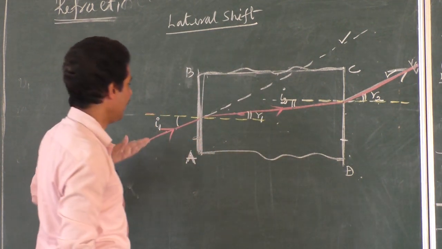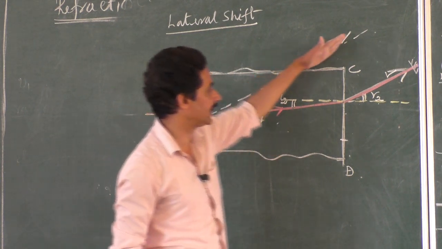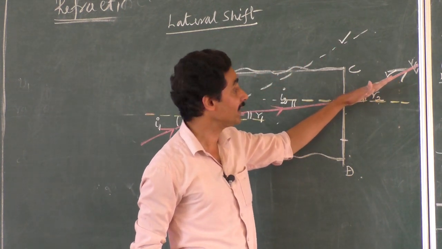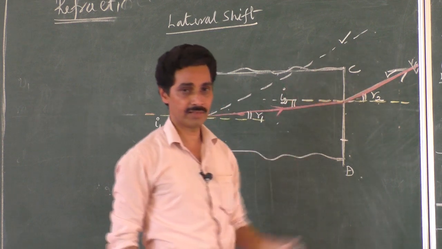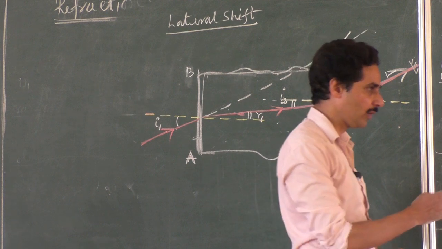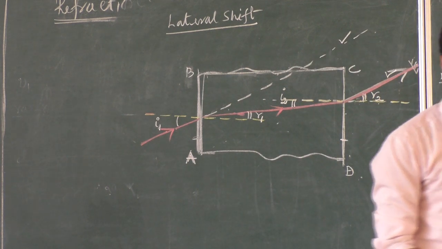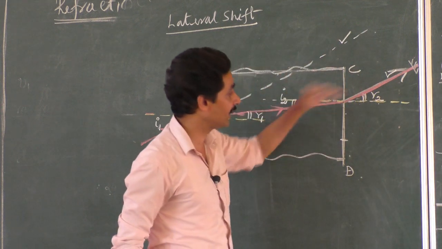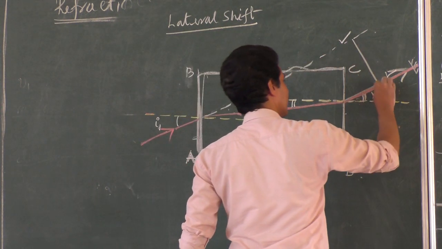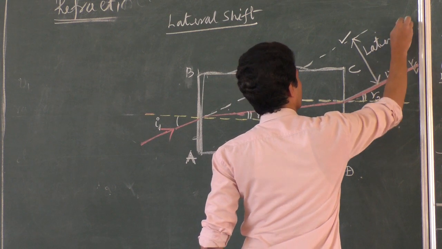Only this much. Light which was traveling like this, because of the presence of glass slab, it has been shifted here. How it has been shifted? Laterally shifted, sidewise. You were going like this, right? You are traveling like this. Suddenly you happen to see your teacher. You will move like this. You have been deviated and you have been shifted. Now it is shifted parallelly, and this perpendicular distance is called lateral shift.